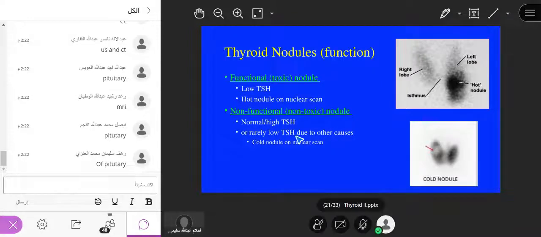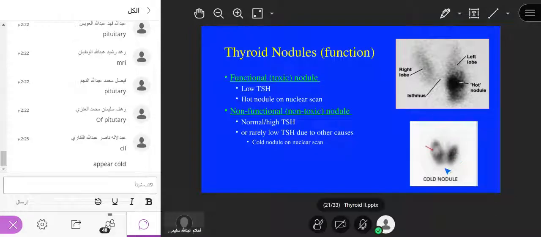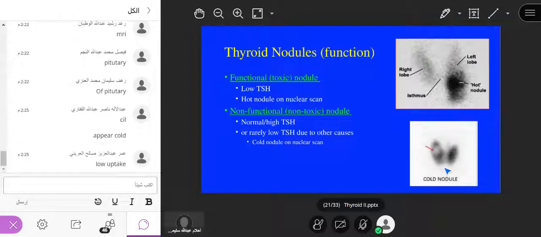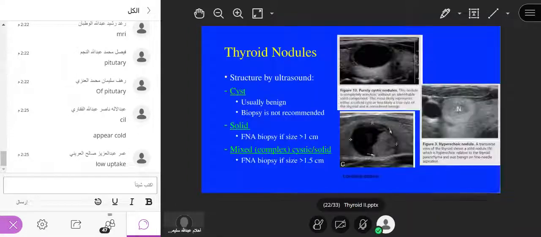How do I know that this nodule is not the reason for the low TSH? It's a cold nodule. Again, when I do the nuclear scan, this nodule will not take the iodine, okay? So that's called a cold nodule on the nuclear scan. Due to low uptake, it will not take it. The low TSH then is not caused by this nodule; this nodule is not the cause of this hyperthyroidism. Why do we do that? We'll see why.